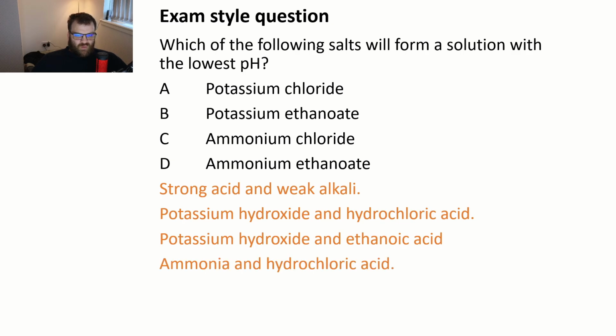We've got a weak base and a strong acid. That is going to have a pH less than 7. So C's looking good. And the last one is weak and weak. That's going to have a pH of 7, so not our answer. And that gives C as the correct answer there.